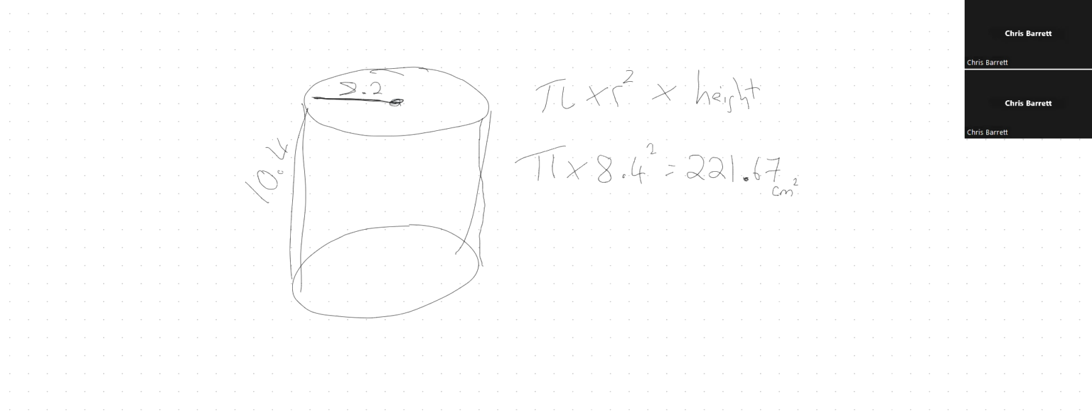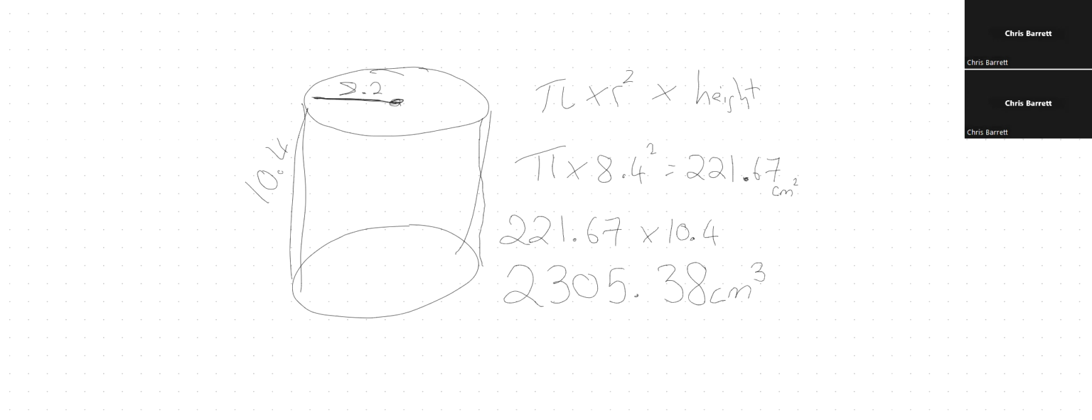I'm then going to take that answer, and I've written it down and rounded it on my sheet, but what I'm going to do is immediately take that answer on my calculator and then multiply it by 10.4. And then that gives me an answer of 2,305.38 to 2 decimal places, and then centimeters cubed.